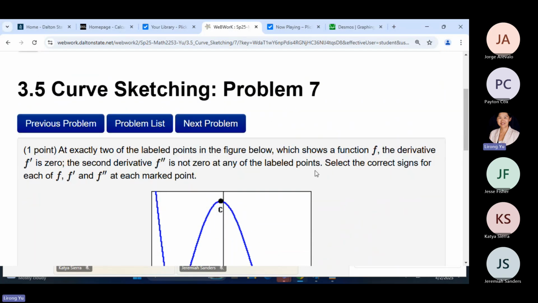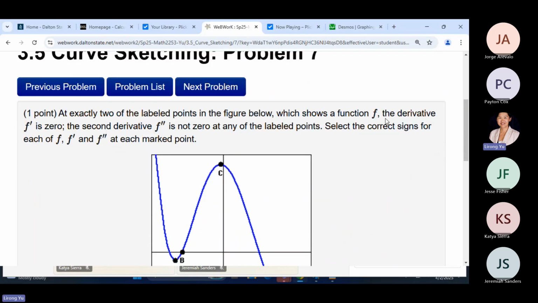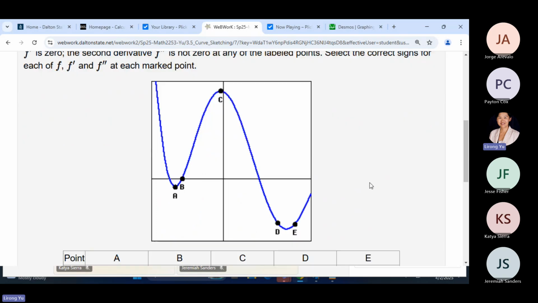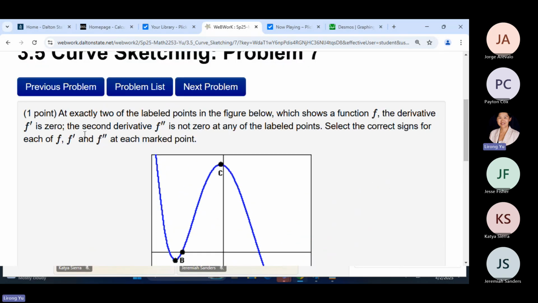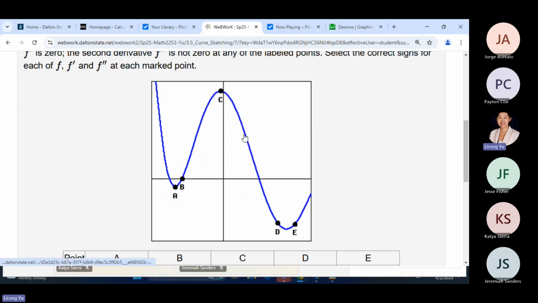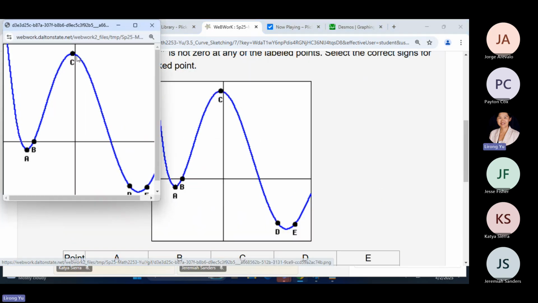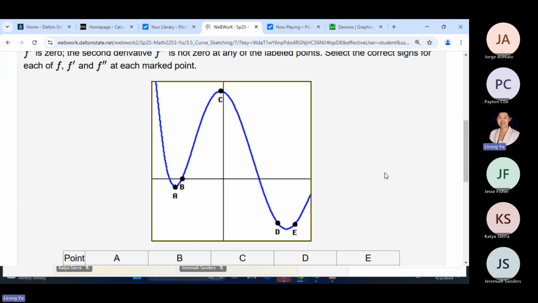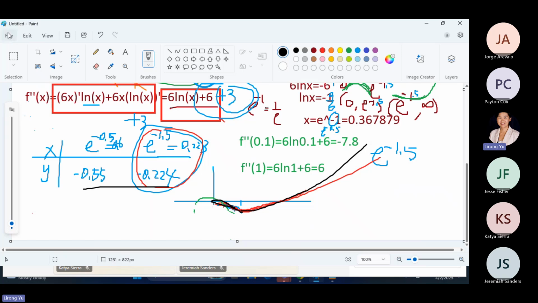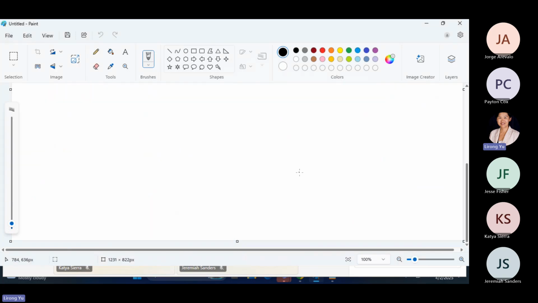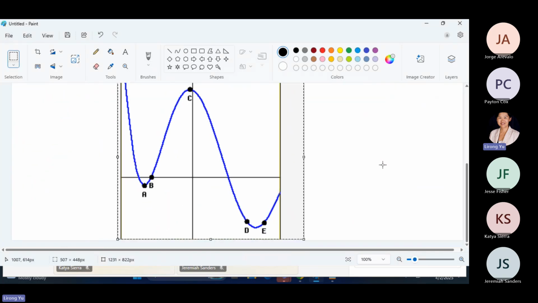Problem 7: exactly 2 points labeled in the variable show the function f, the derivative of f is 0, the second derivative of f is not 0, and select the signs for each. Okay, as on the graph, you can see these are the 2 points. Well, can't really graph it. Let me copy this so we can draw it. So we're really trying to study the relation between the graph and the derivative, so we can try to find the derivative for every single point.